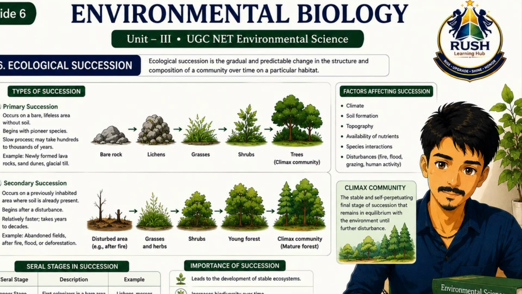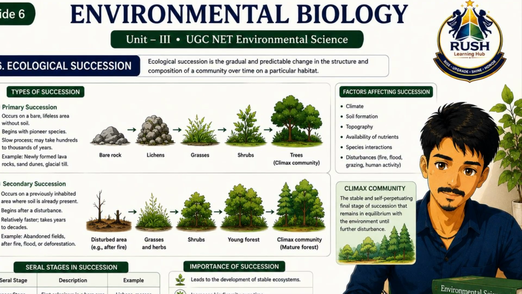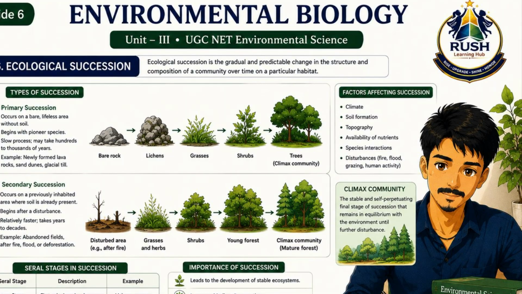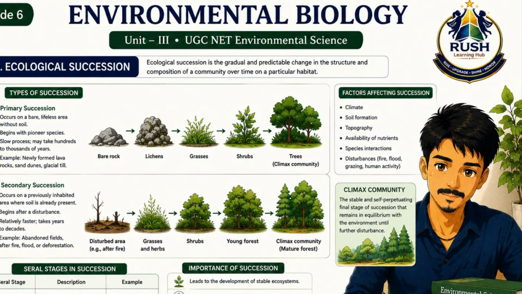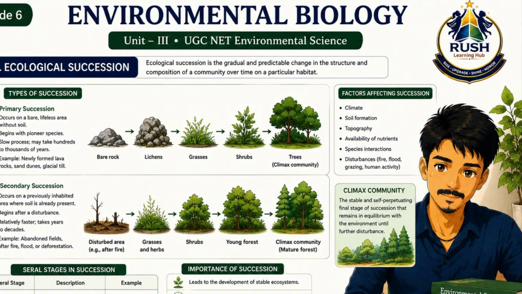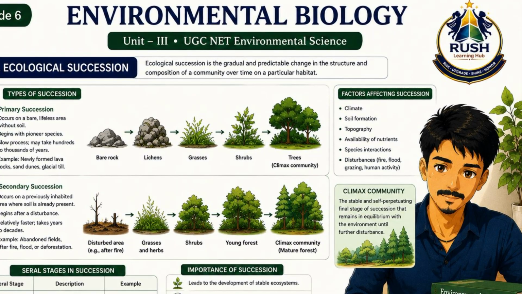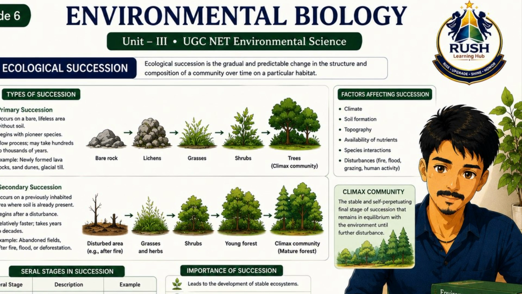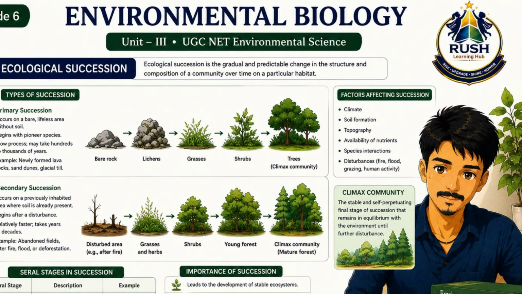Typically, lichens and mosses act as pioneer communities because they possess the ability to survive under extreme conditions and initiate soil formation. As weathering and decomposition proceed, grasses and herbs gradually establish themselves, followed by shrubs and eventually trees. Over a long period, a stable and self-sustaining climax community is formed. Primary succession is an extremely slow process and may require hundreds to thousands of years to reach completion.